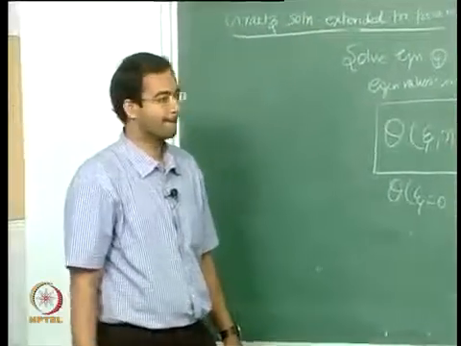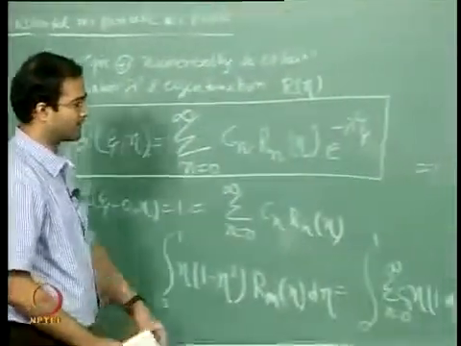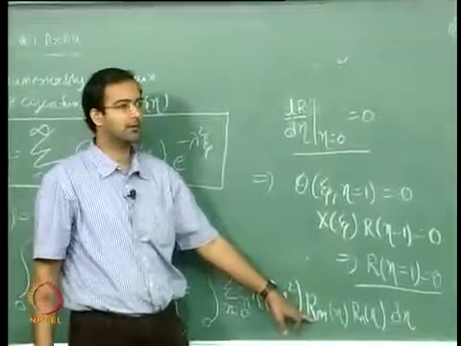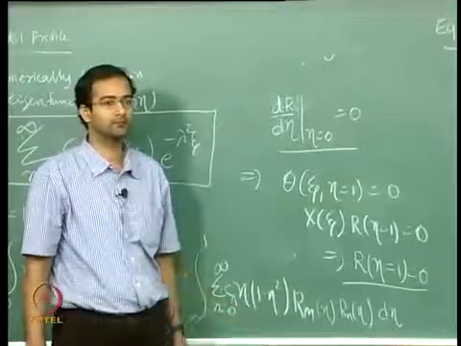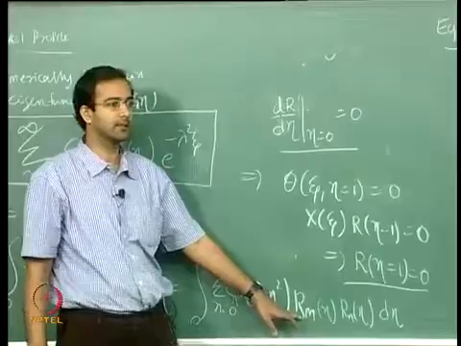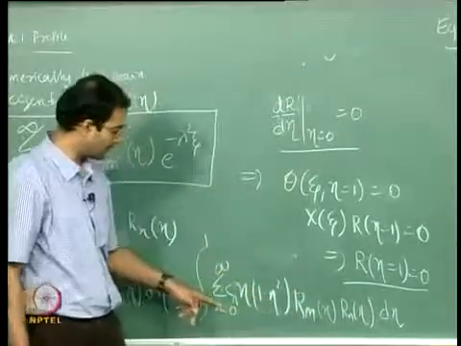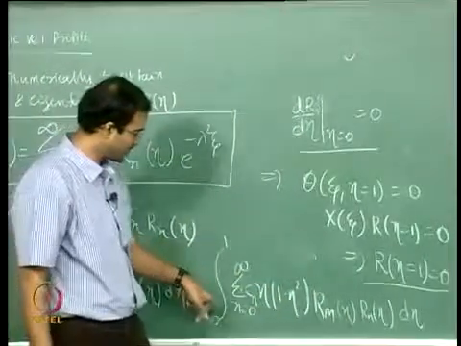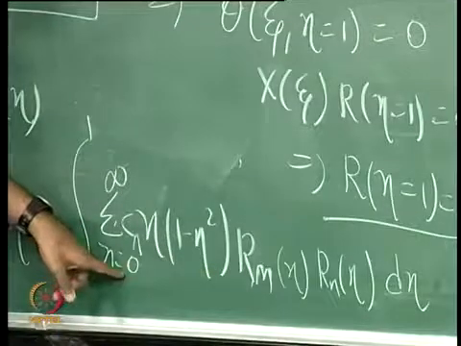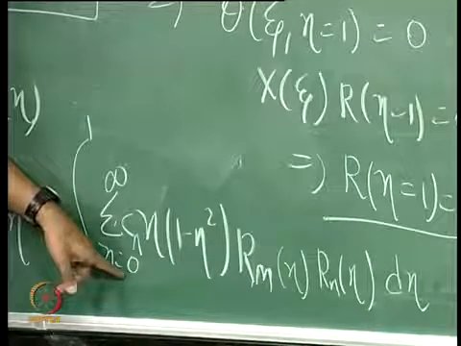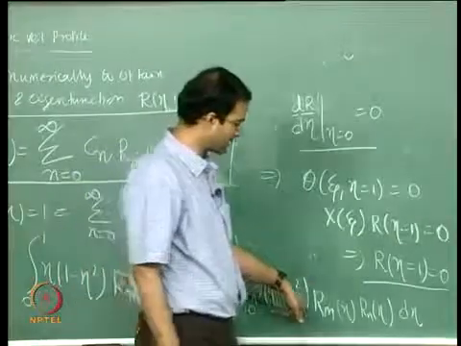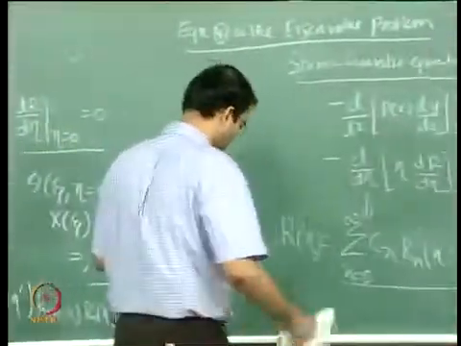Right. So now you can see that based on the orthogonality property, if m is not equal to n, then this entire thing will be 0. Only for m equal to n this will be 1. So therefore we can say this is integral 0 to 1, there won't be any summation, because for any value of n which is not equal to m, the summation will be anyway leading to 0. So this will be Cn into eta into 1 minus eta square into Rn square d eta.